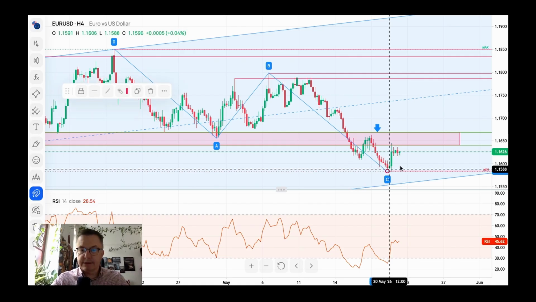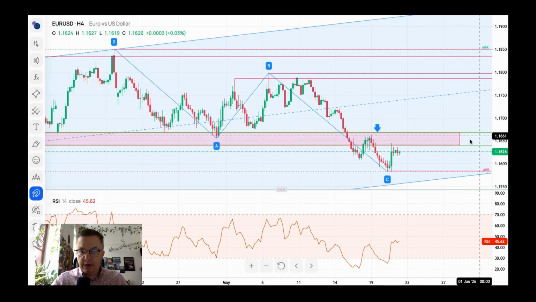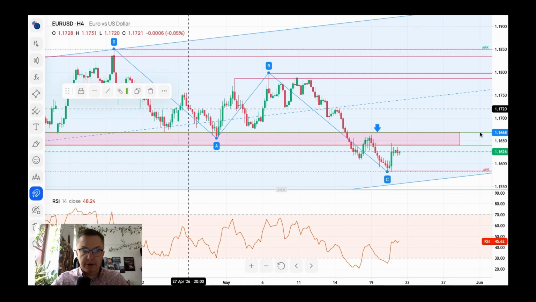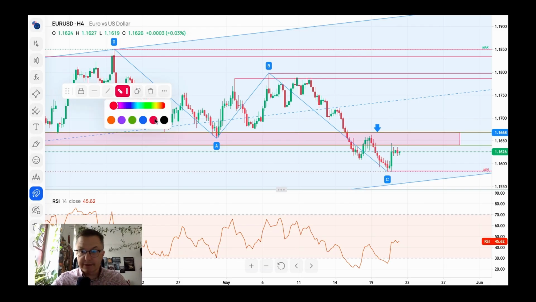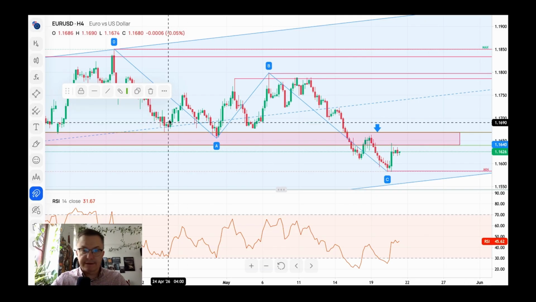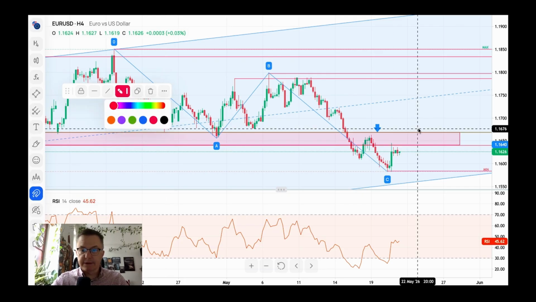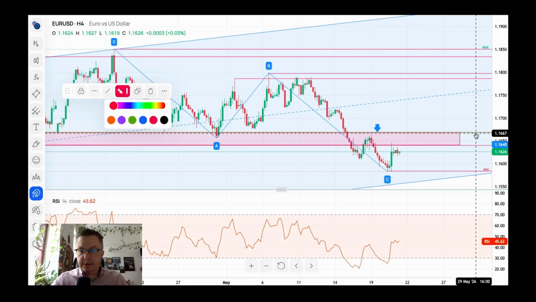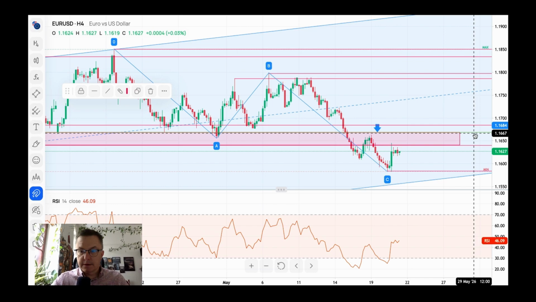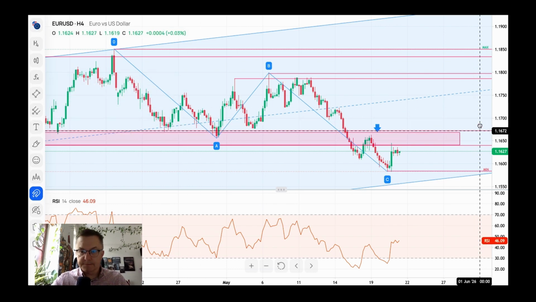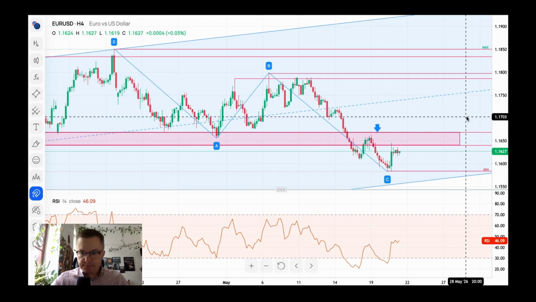So ABC to the downside might be completed, but now what needs to be done is the breakout above this level, for example 1.1668, or this level, for example 1.1641, because this is the supply zone. So this is how it looks like right now. The supply zone looks quite interesting.